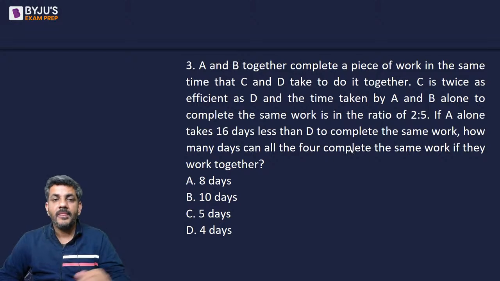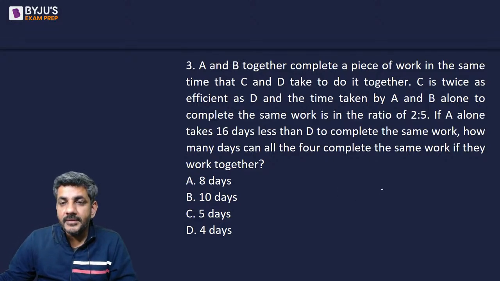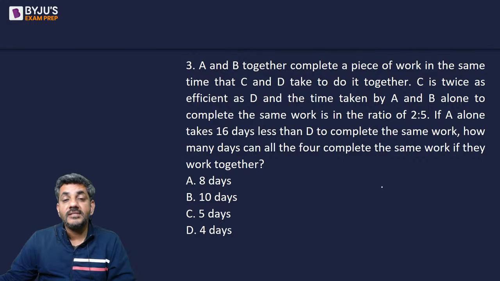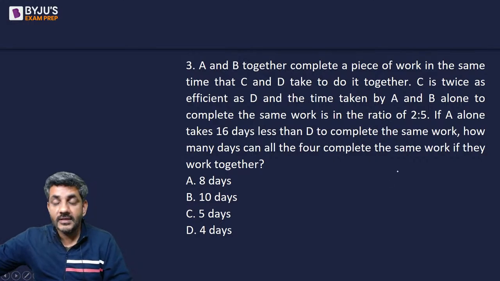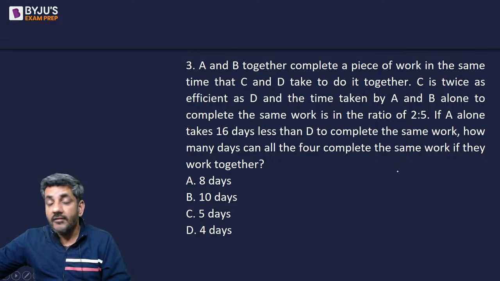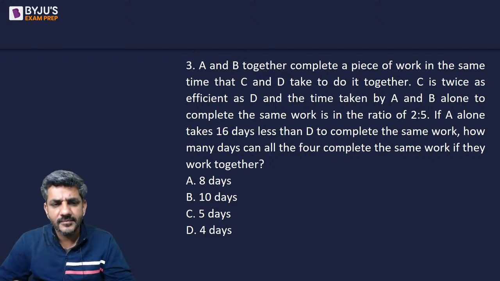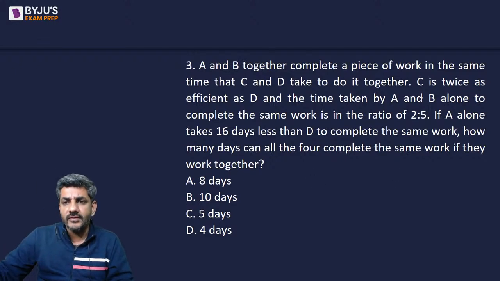What does it say? A and B together complete a piece of work in the same time that C and D take to do it. So the time taken by A and B is the same as the time taken by C and D, or you can also say that the efficiency of A and B is the same as the efficiency of C and D. I can say this, right? Because they are doing the same work.